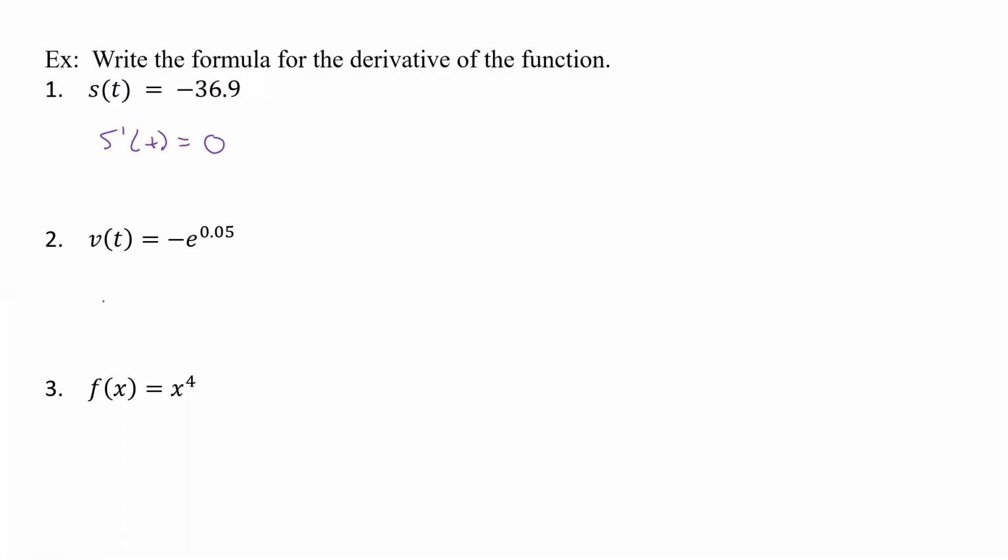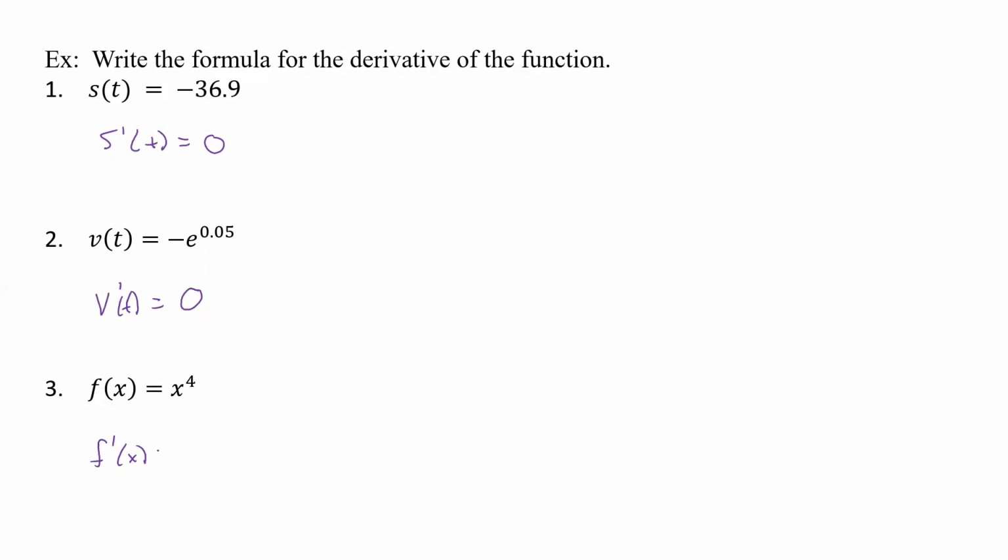What about the next one? Well, v prime of t, e to the 0.05, the opposite of that, this is just a constant as well, and so really that is going to be 0 too. Now, if we had an x in here or something else, or a t rather, in this case, then things would be different. But since this is all just numbers, that's a constant, and so the derivative is just 0.